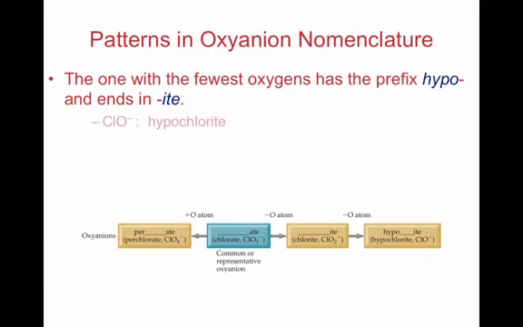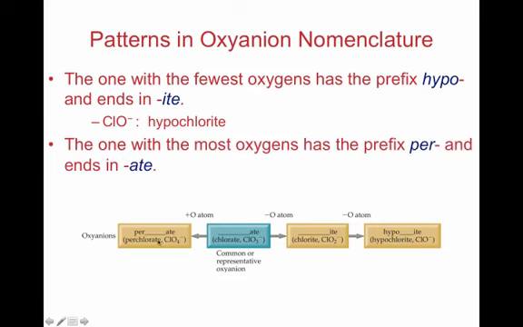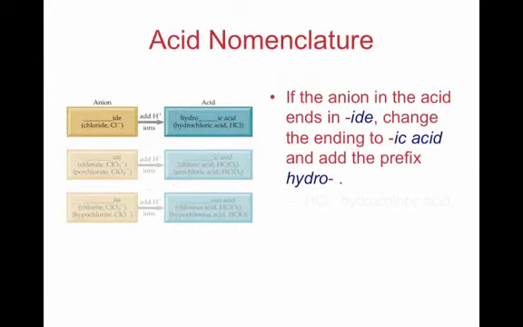Now, remember we have four. The one with the fewest oxygens, in our chlorate example, the one that only has one oxygen, has ITE, but it gets the prefix hypo, and the one with the most oxygens still ends in ATE, but it has a prefix of per. So we would end up with perchlorate. Easiest way to do this is just to memorize that list of polyatomic ions.